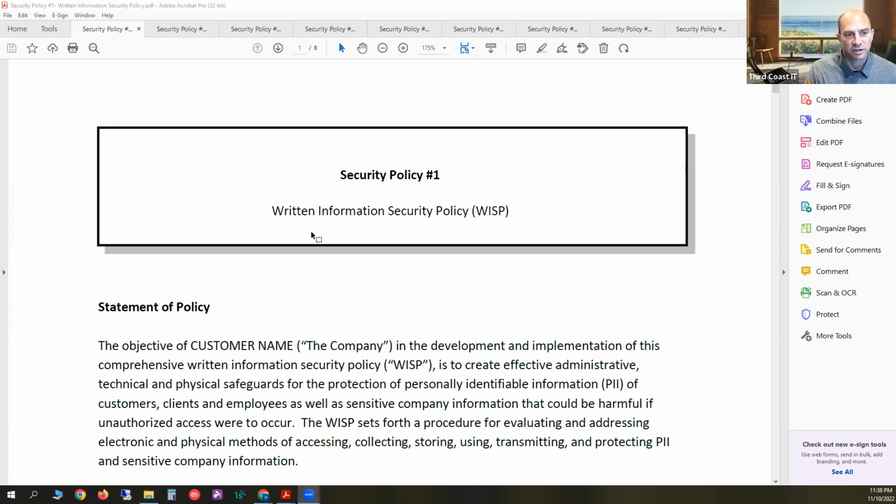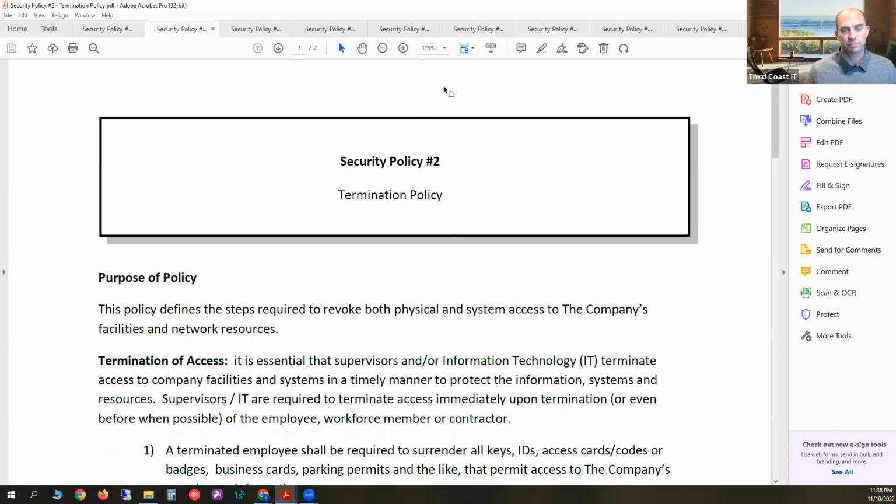We have 9 policies to cover quickly today, so let's jump right in. Last time we covered the written information security policy, which we talked about being the control policy for the rest of these other policies. But we are going to jump right into the termination policy.